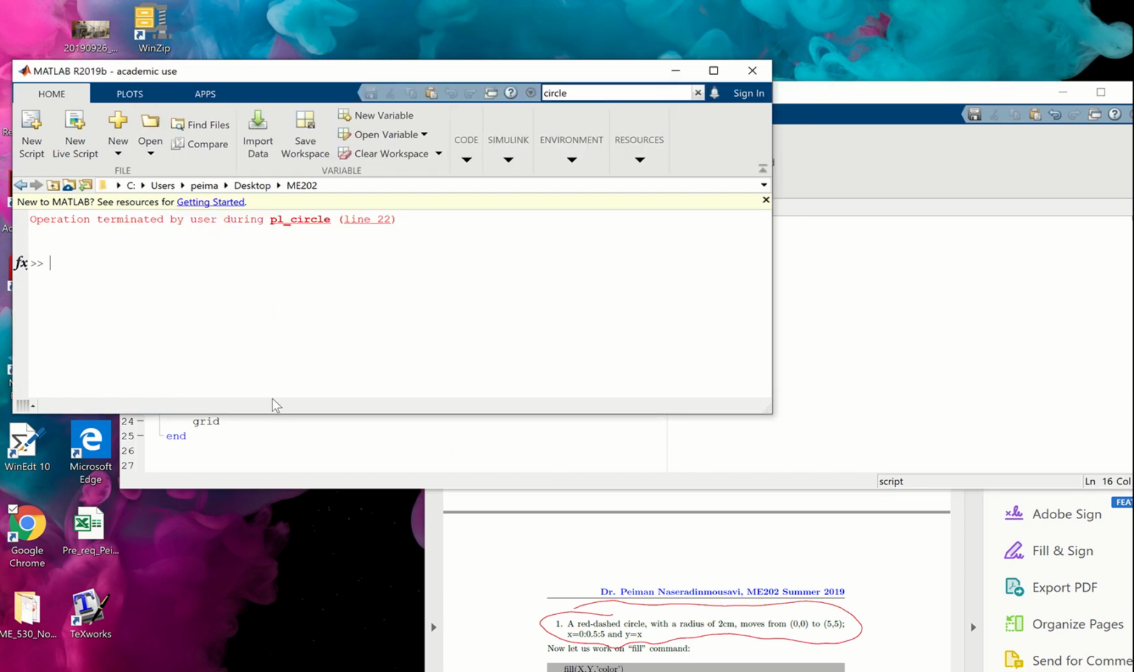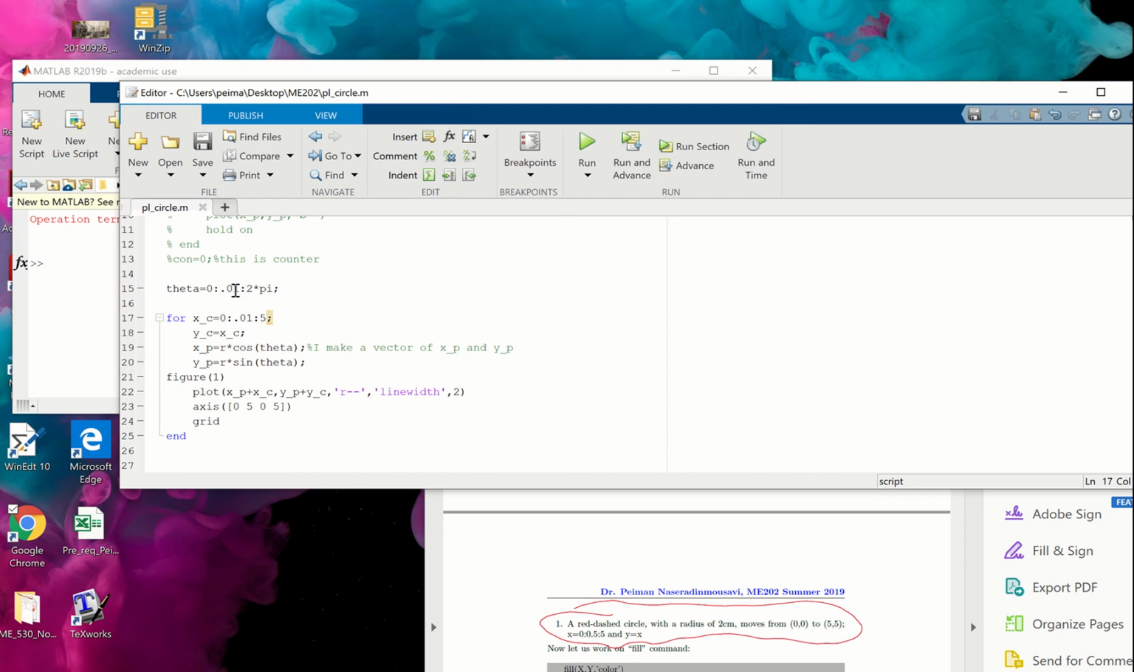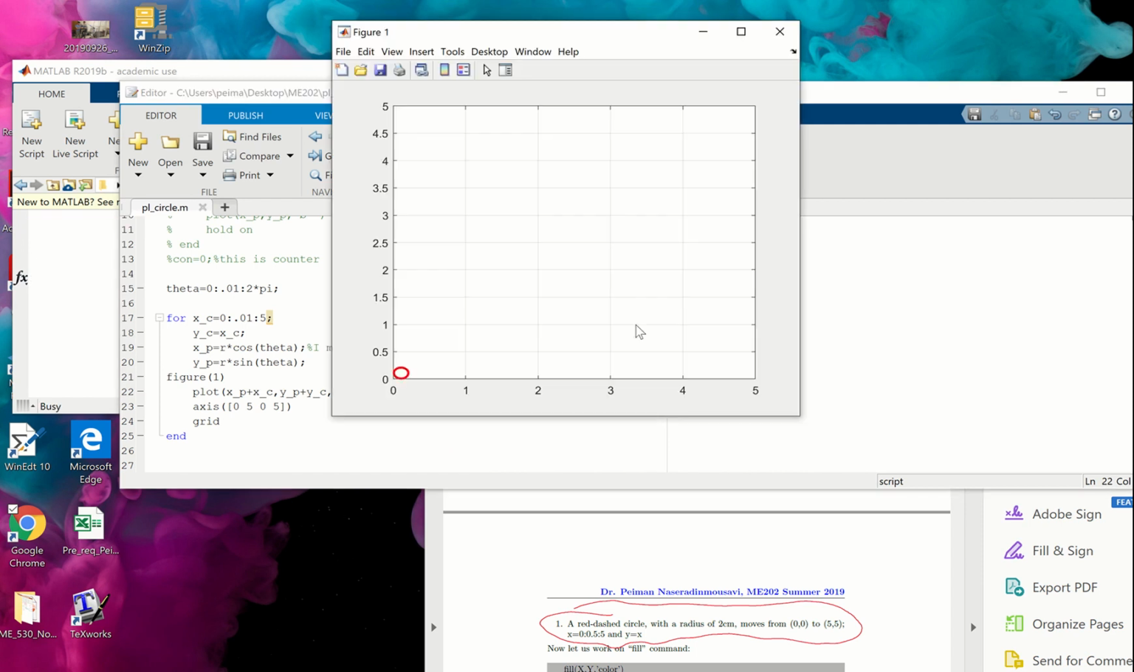See? So I'm going to do this. What do I want to do? Oh, I'm going to do this. See here? Here we go. This is a hollow circle moving from 0, 0 to 5, 5. You can put anywhere that you want. Understand? But what if I want a completely solid circle, not the hollow one.